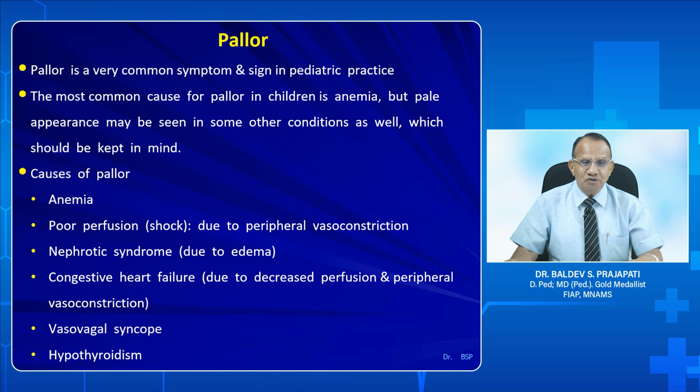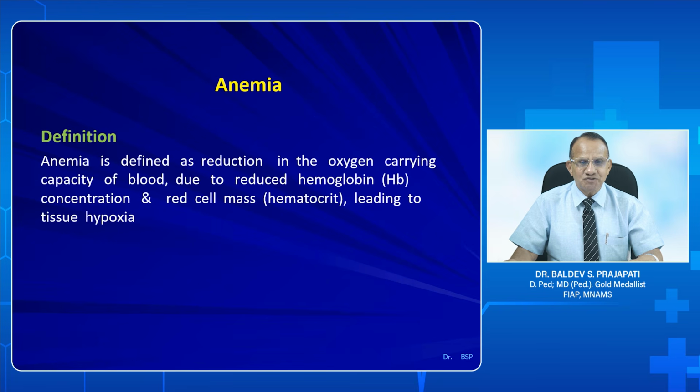It may be most common due to the anemia, but sometimes may be due to the poor perfusion, the critical situation like shock, and that is due to the peripheral vasoconstriction. In a nephrotic syndrome, the appearance is due to the edema, while pale appearance may be in a case of congestive cardiac failure, again due to the poor perfusion and peripheral vasoconstriction. Vasovagal syncope, yes, child is looking quite pale, and somebody may feel it is due to the anemia. Hypothyroidism also is another condition where just you may feel the pale appearance.